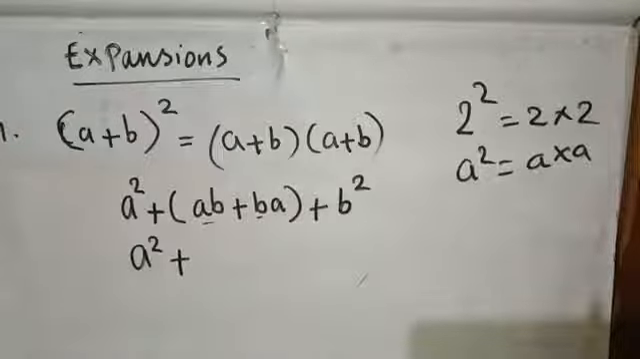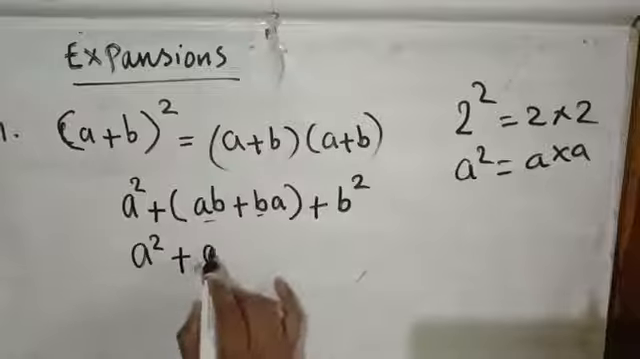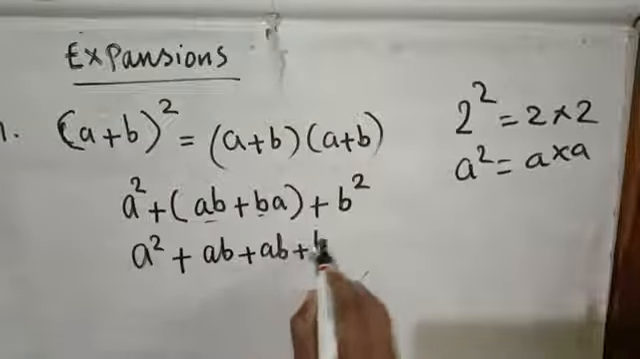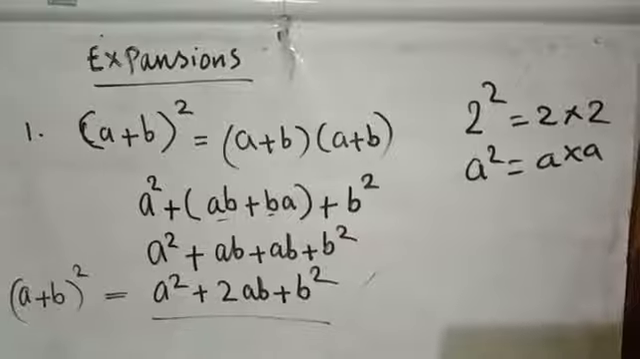So AB plus AB plus b square. That is a square plus, what is 1AB plus 1AB? 2AB plus b square. So this is the expansion of a plus b the whole square. What is a plus b the whole square? A square plus 2AB plus b square.